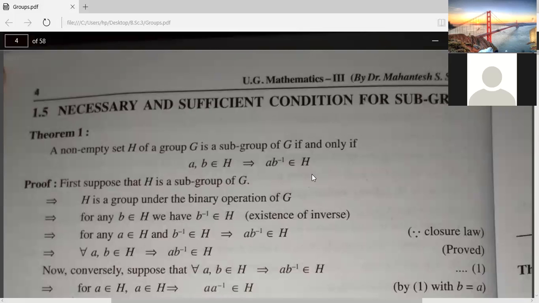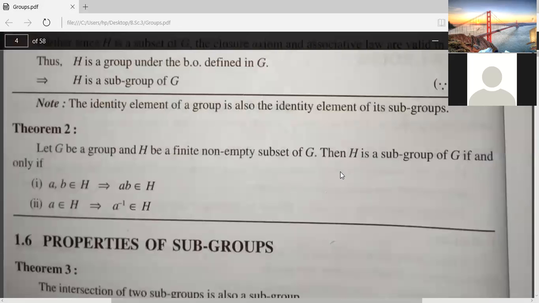That means instead of proving the four properties, you just prove a b inverse belongs to H so that a, b belongs to H. Then you say that it is a group. Okay, now the second theorem is already discussed.